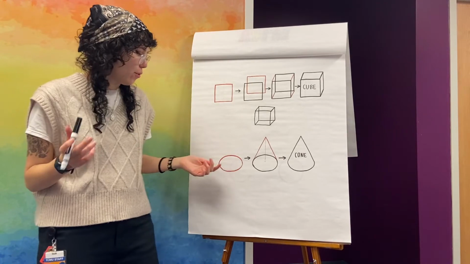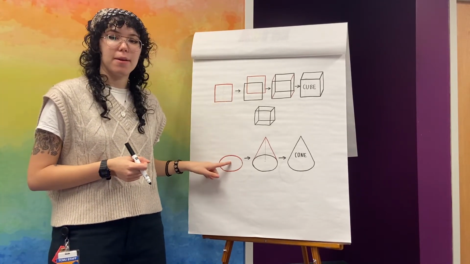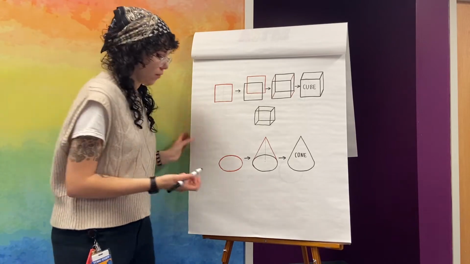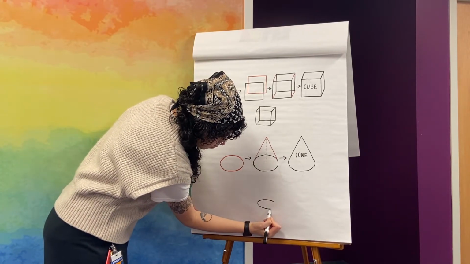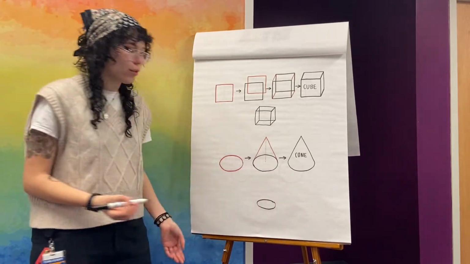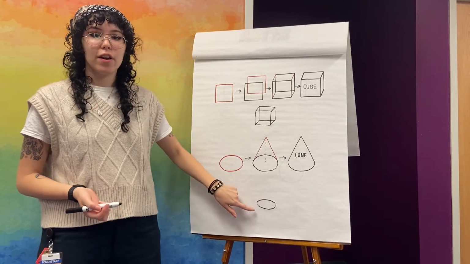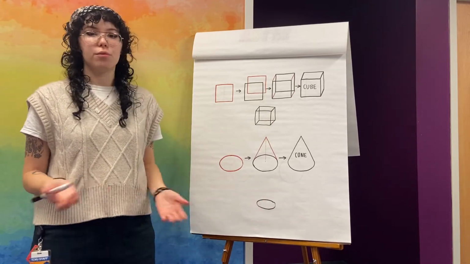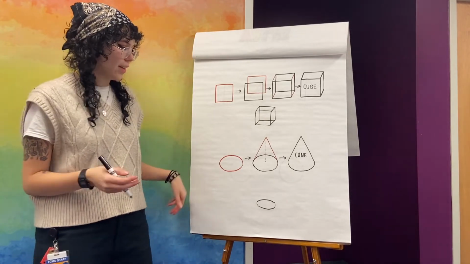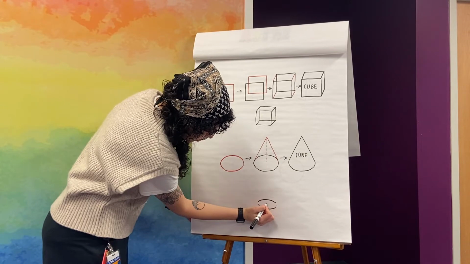Next we're going to do a cone. So just like we did with cube, for cone we're going to start with a basic shape, an oval. So I'm going to do my oval. Your oval can be thin or wide, totally up to you. Once we've got our oval, now we're going to find the center of our oval. You can use your ruler to do that, or you can just kind of guess. I'm going to say mine's right here.